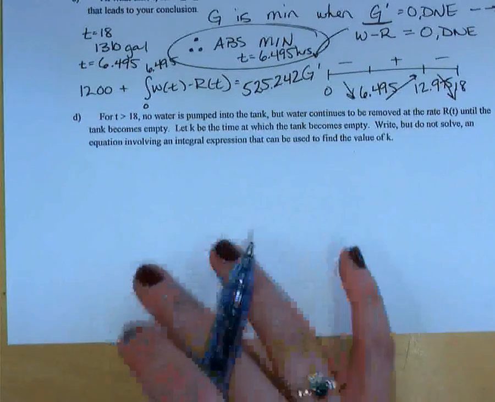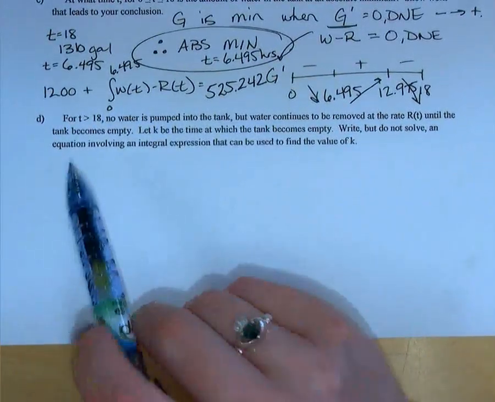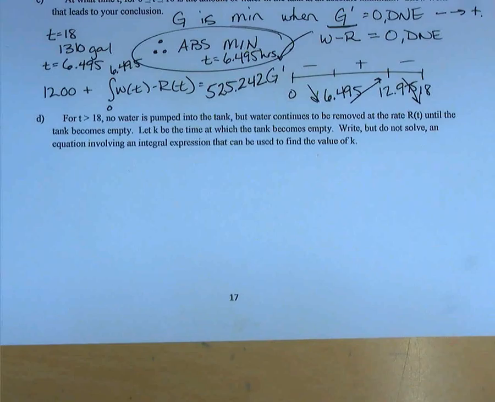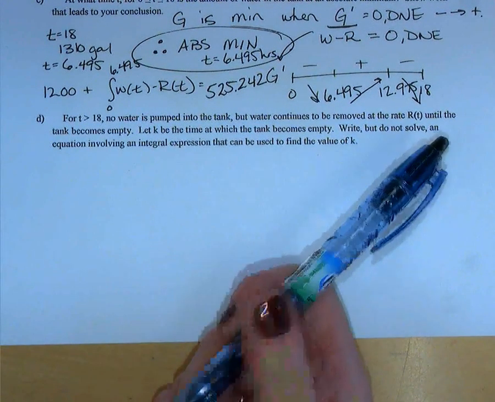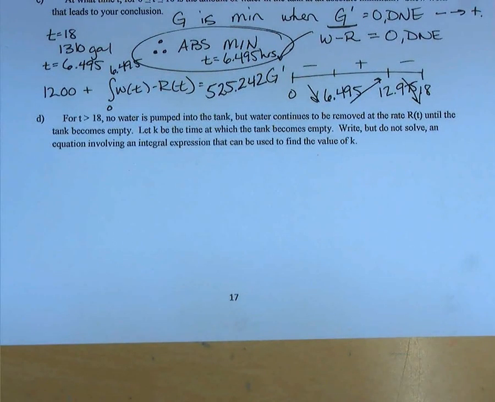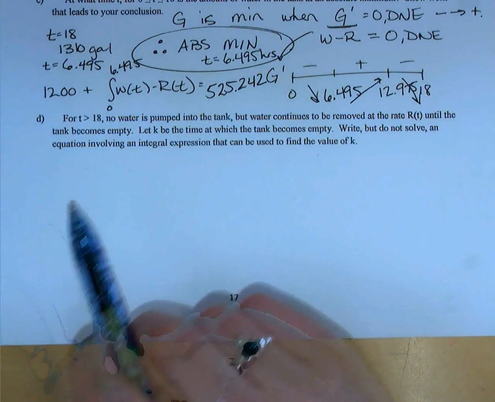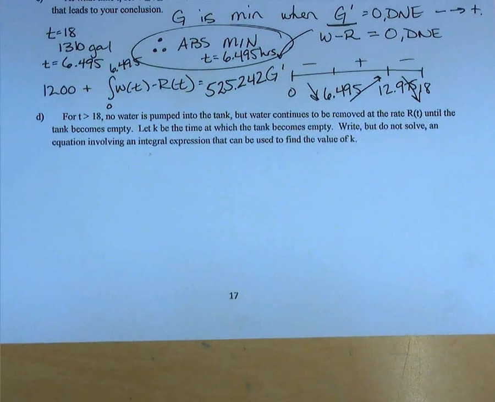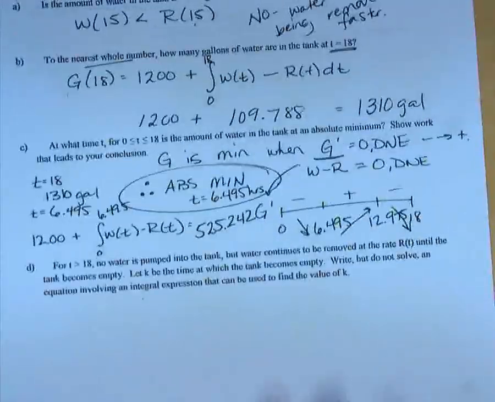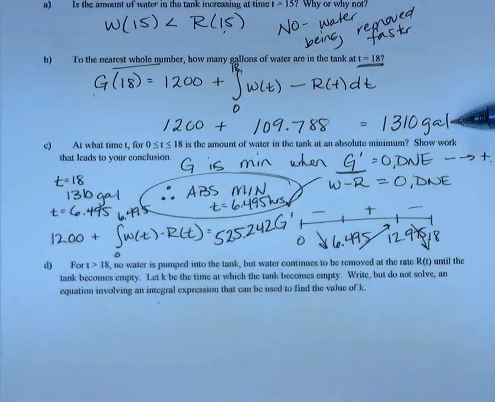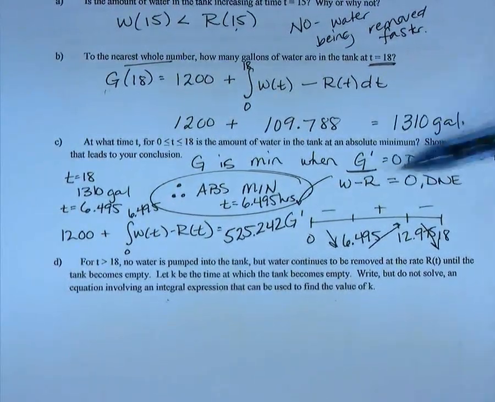Part D. When T is greater than 18, no water is pumped into the tank, but water continues to be removed at the rate of R of T until the tank is empty. Let K be the time at which the tank becomes empty. Write, but do not solve, an equation involving an integral, that's important, that can be used to find the value of K. So what I want to do, at 18 hours, this was a key time that we've already used up here. At 18 hours, we know how much water is in the tank.